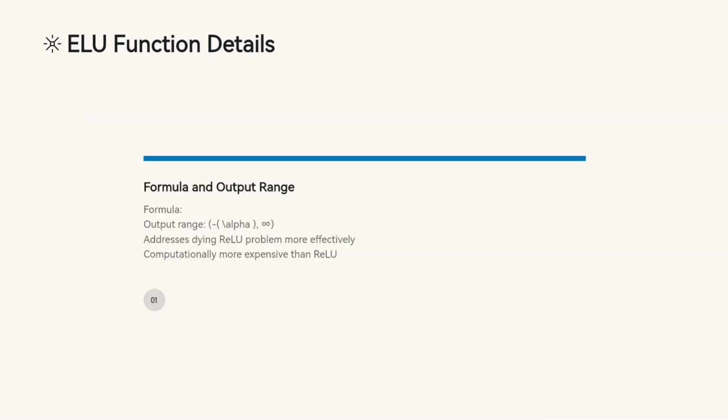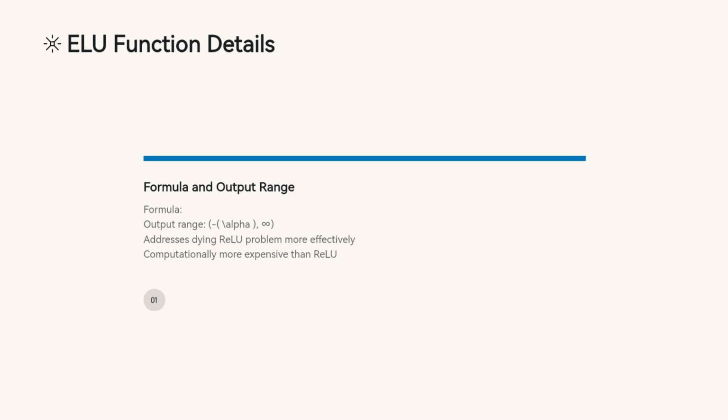The exponential linear unit, ELU, is another activation function that has been proposed as a solution to the dying ReLU problem. ELU behaves like ReLU for positive values, but for negative values, it applies an exponential function, defined as f(x) = x for x > 0, and f(x) = alpha(e^x - 1) for x <= 0. This allows ELU to produce non-zero outputs for negative inputs, avoiding the complete inactivity problem seen in ReLU.